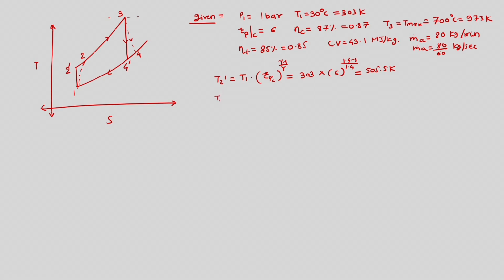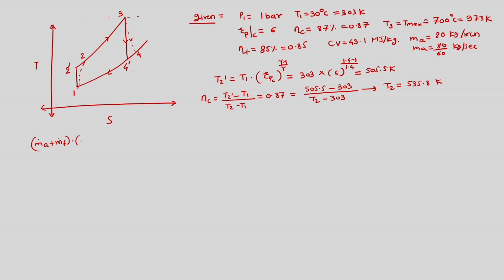Now we have to find T2. For T2 we can use the efficiency of the compressor. Compressor efficiency is ideal work input divided by actual work input. Ideal is related to T2 dash minus T1 divided by T2 minus T1, and it is 0.87. So this is equal to T2 dash, 505.5, minus T1, 303, divided by T2, which is unknown, with T1 known. This gives us T2 equal to 535.8 Kelvin.